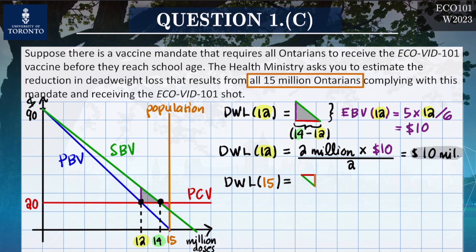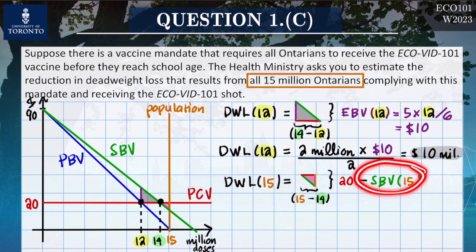It's going to be the area of a triangle again, and the base is going to be the difference between the quota quantity, so 50 million people vaccinated, the entire province, minus the social optimum, which is 14 million people vaccinated, when the social benefit of vaccination is equal to the private cost of vaccination. And the height of this triangle is simply the difference between the private cost of vaccination, which is always constant at $20 per dose produced, and the social benefit of vaccination at the quota quantity, which is 50 million people being vaccinated under the quota.